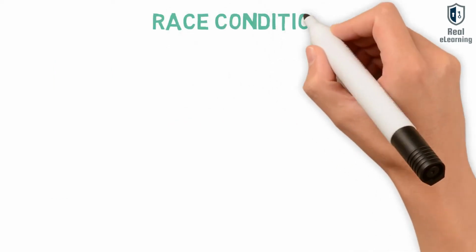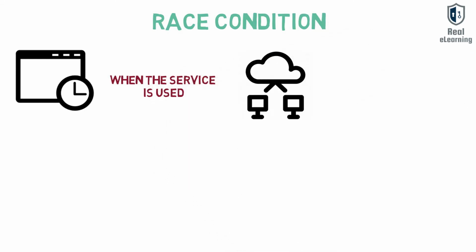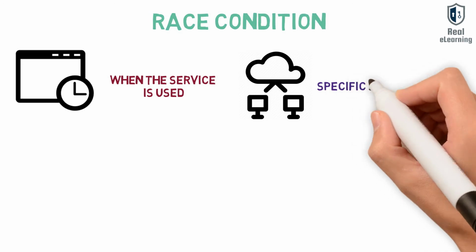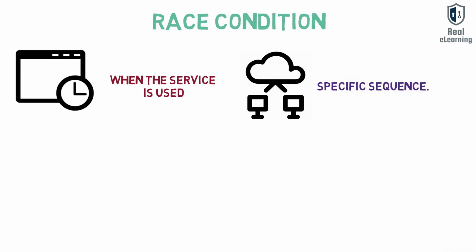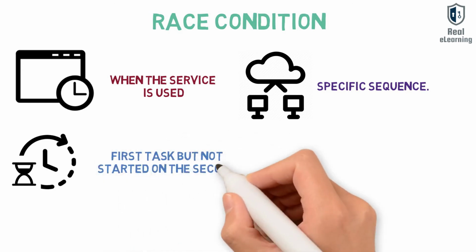A race condition, also called time of check to time of use attacks, exploits the small window of time between a security control being applied and when the service is used, and takes advantage of the need that computing systems must execute some tasks in a specific sequence. In any such sequence, there is a small period of time when the system has carried out the first task but not started on the second.